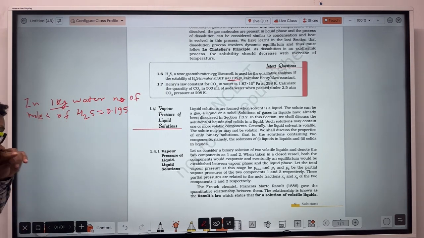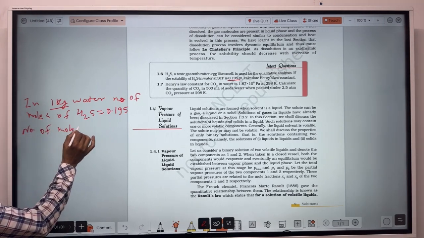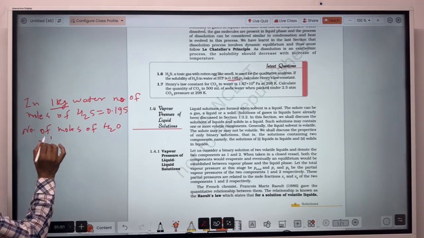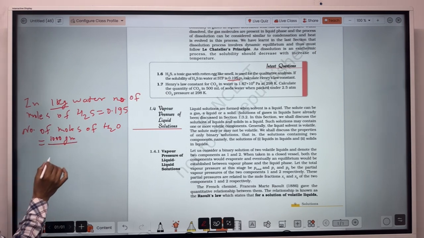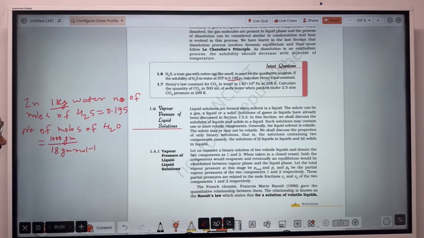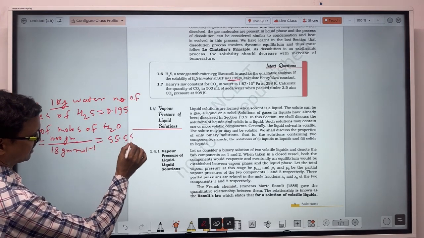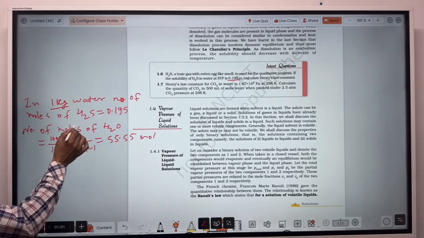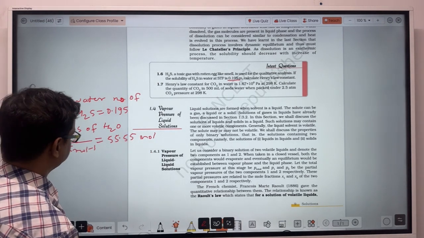Now it is 1 kg of water, so convert it into moles. The number of moles of water will be equal to how much? 1 kg means 1000 gram, upon molecular weight, that is 18 gram per mole. When you solve this, it will come 55.55 mole. How? Because gram will cancel out, and mole inverse will go in the numerator and become mole.